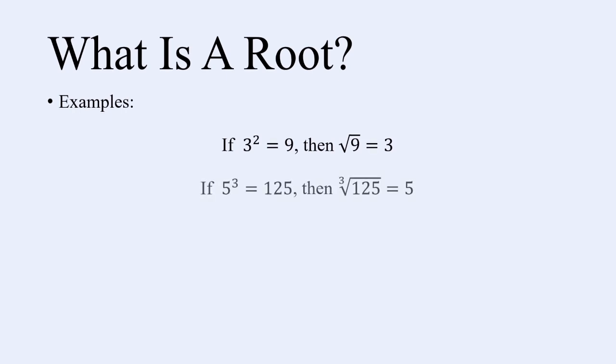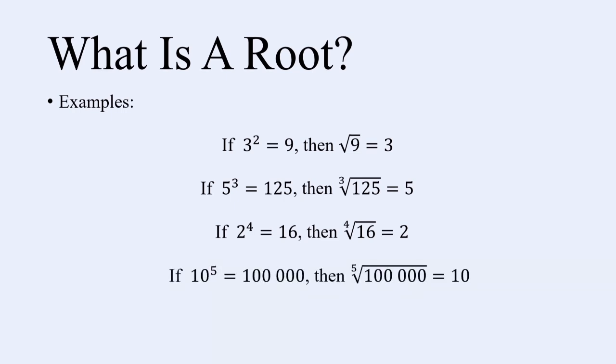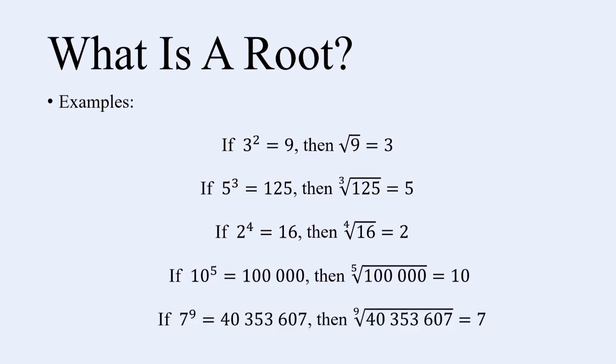If 5 to the power of 3 is equal to 125, then the third root of 125 is equal to 5. If 2 to the power of 4 is equal to 16, then the fourth root of 16 is equal to 2. If 10 to the power of 5 is equal to 100,000, then the fifth root of 100,000 is equal to 10. And finally, if 7 to the power of 9 is equal to 40,353,607, then the ninth root of 40,353,607 is equal to 7.